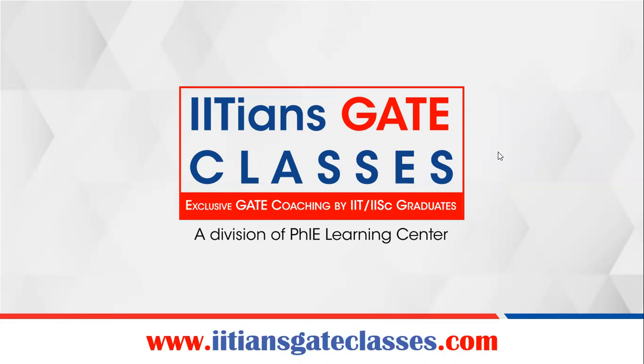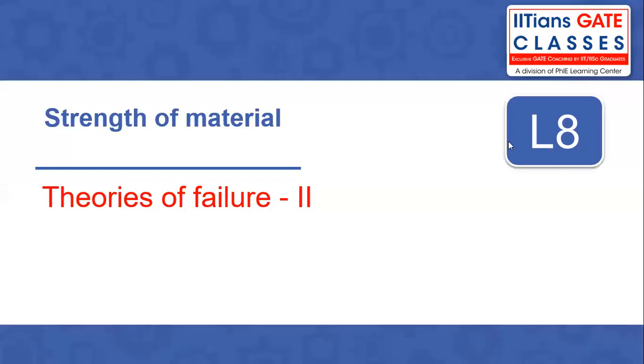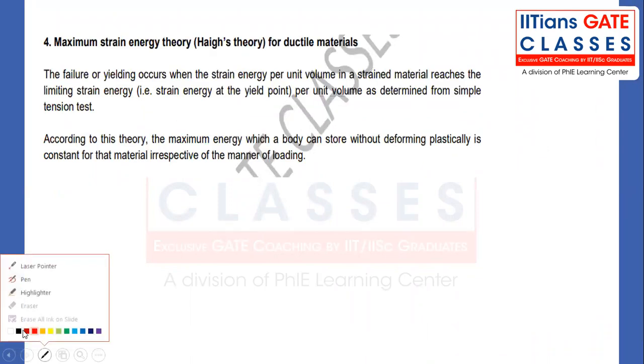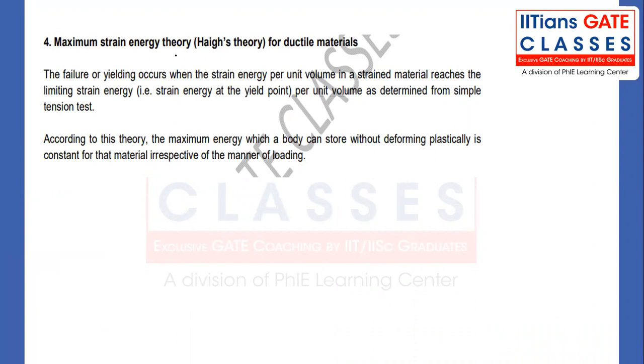Here once again we will be starting our discussion on theories of failure. That is the second part of the theories of failure, where we have to discuss the remaining theories of failure. That is Haigh's theory. We also call this the maximum strain energy theory, or the total strain energy theory.